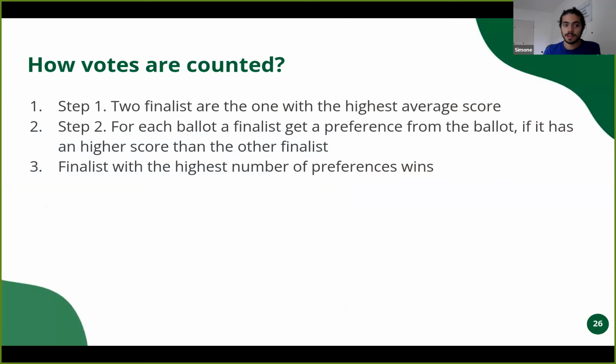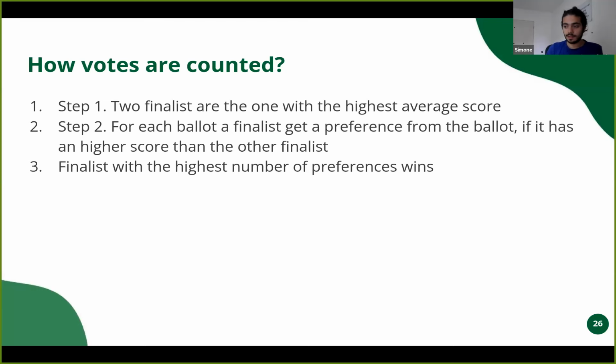Then the votes are counted in 2 steps. In step 1, we get the 2 finalists, which are the ones with the highest average score. And then this is the fancy part: each finalist gets a preference from each ballot if it has a higher score than the other finalist. You saw this in the video.